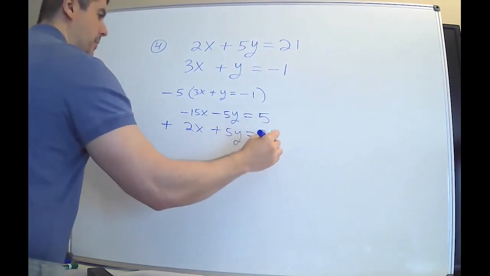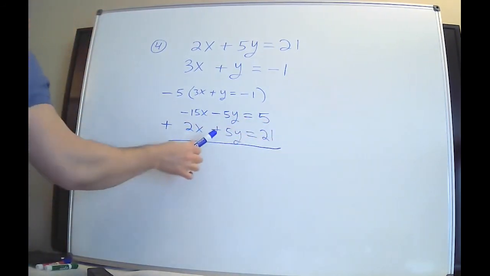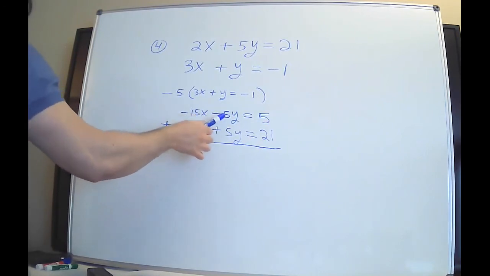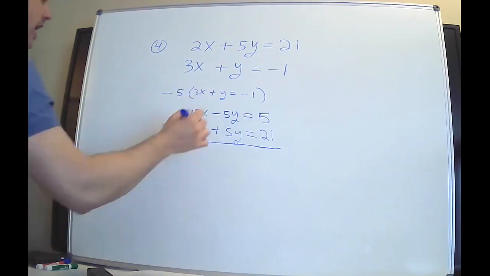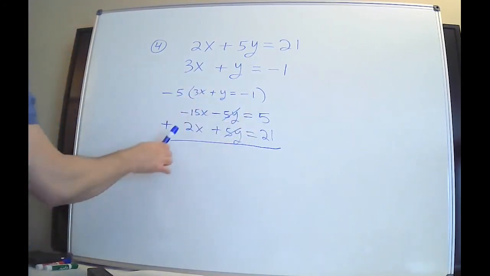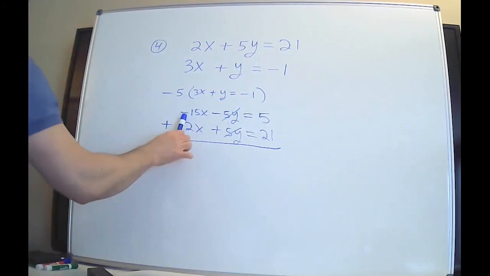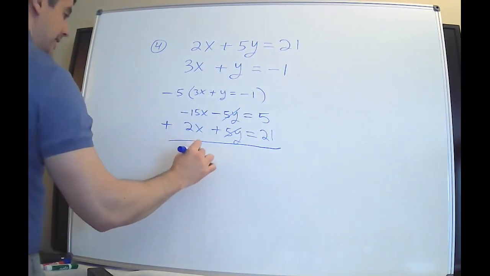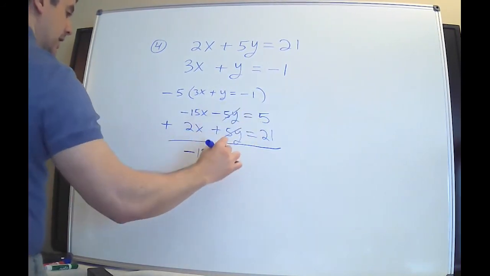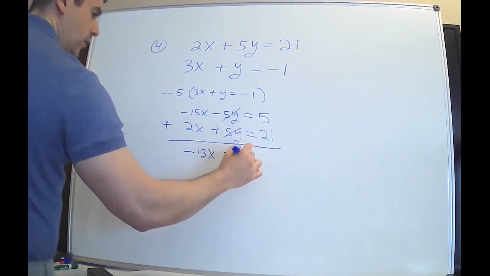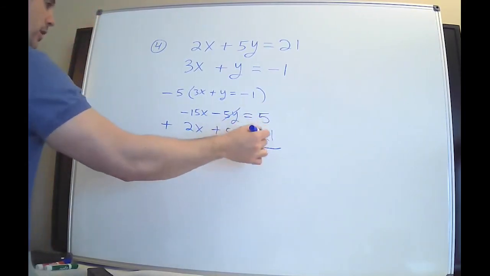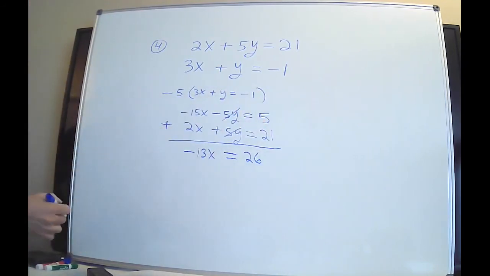And look at how perfect. This is the whole point of doing this. You have a +5 and a -5. That's what you want. They have to have the same exact number in the front, but opposite signs. So now I can cross them out. Here again, watch your signs. You have -15 plus 2. That's -13 x's. Equal signs make a bigger equal sign. 21 and 5 make 26.